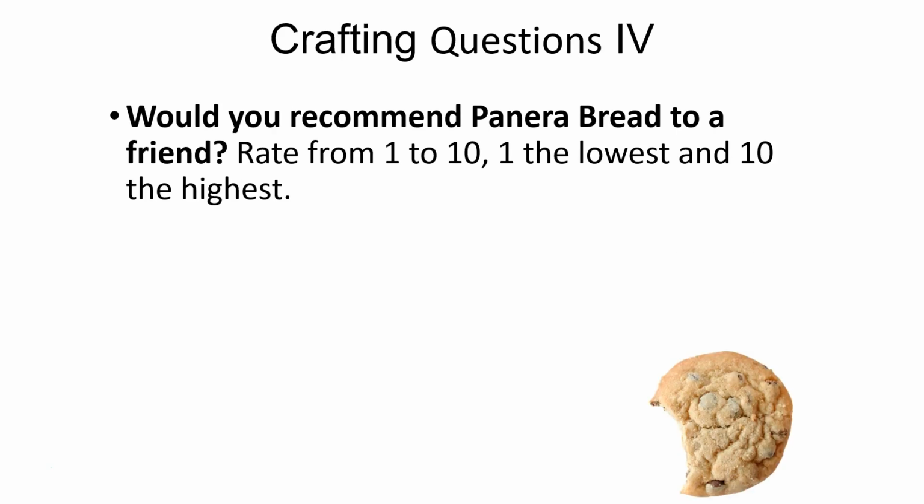Here is another question, and we're going to wrap up with this one. So how you must choose your responses and interpret responses with care. The question that was asked was, would you recommend Panera Bread to a friend? Rate from 1 to 10, 1 the lowest, and 10 the highest. As you can see, the question has a very good start. It measures the extent you will do something, your likelihood. The numbers are clearly labeled. You can tell what 1 means versus 10.